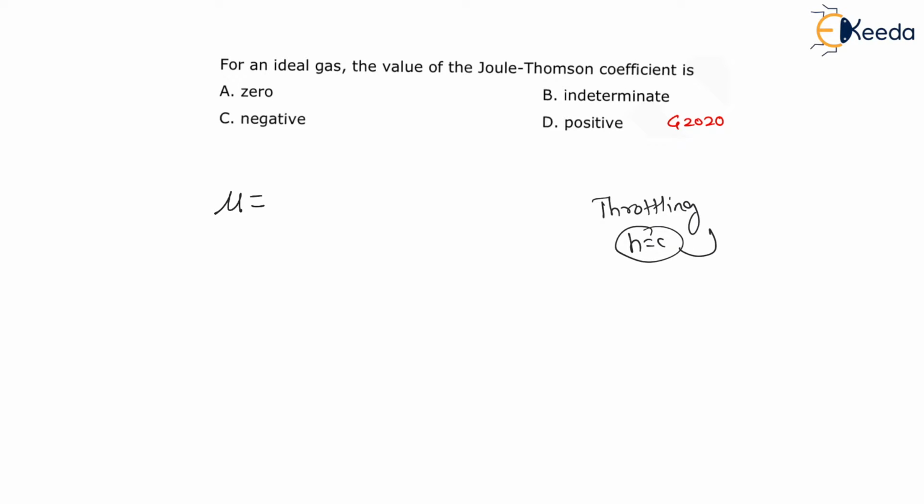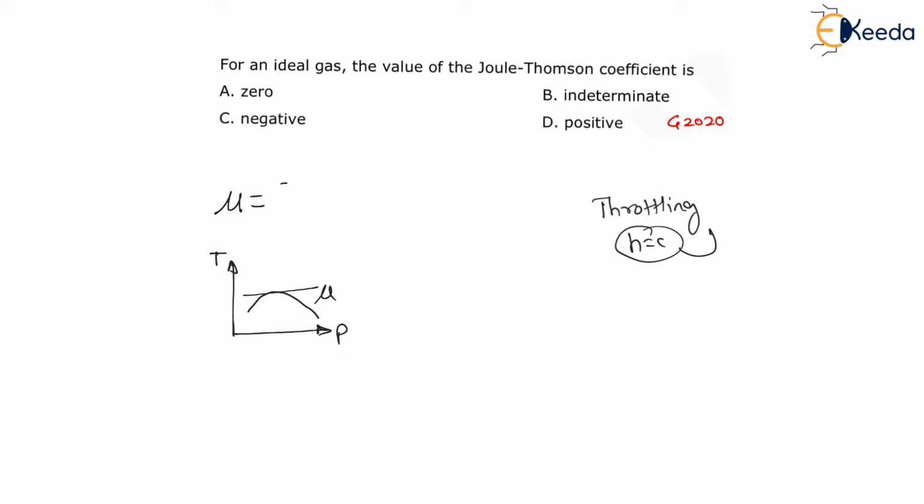and due to this throttling, if I plot temperature on the y-axis and pressure on the x-axis, then I will get some graph like this, and the slope of this graph is called the Joule-Thomson coefficient. Whatever may be the slope of this graph is called the Joule-Thomson coefficient.